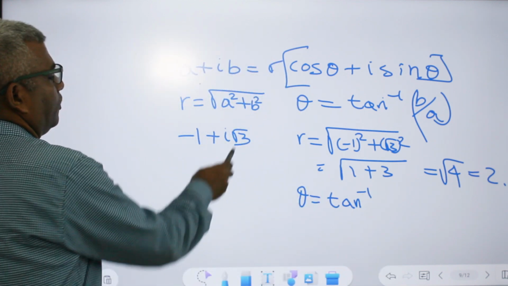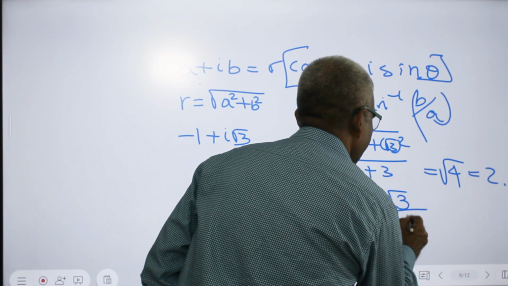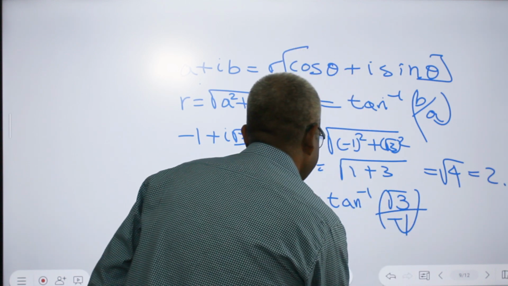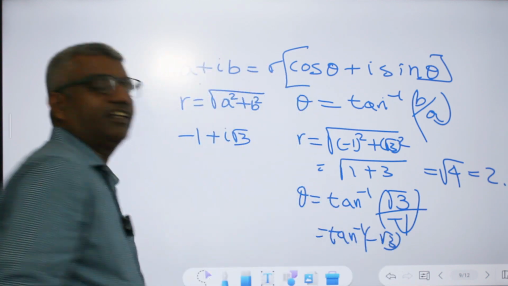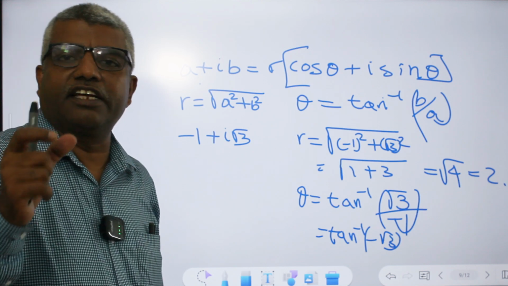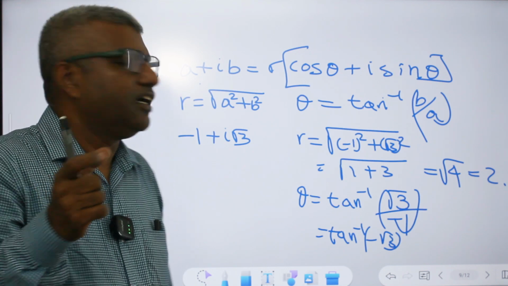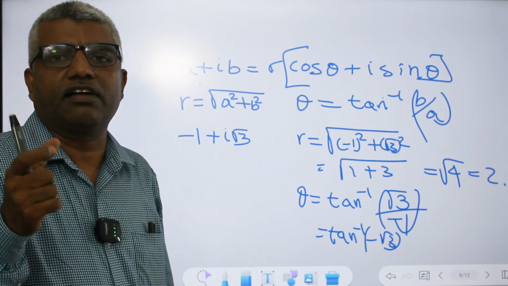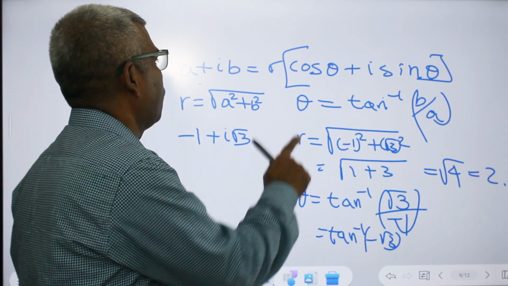What is b? Root 3. What is a? Minus 1. Root 3 over minus 1, so tan inverse minus root 3. Theta is equal to tan inverse minus root 3. If they are asking for a square root or cubic root, first take the Cartesian complex number and transform it to polar form.